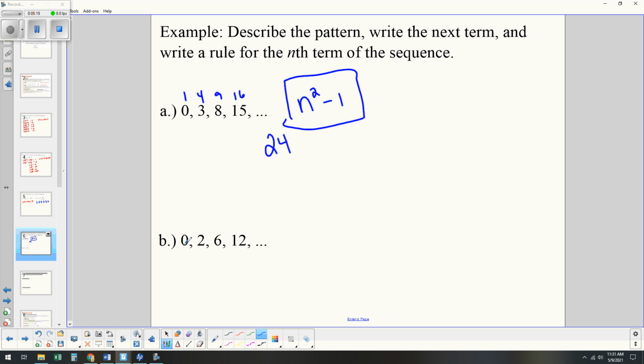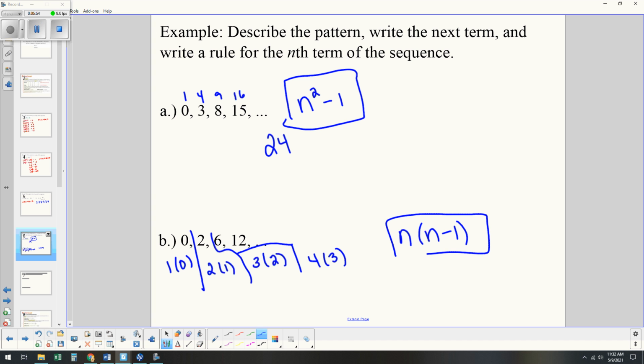So really, 1 times 0 gives me 0, right? And 2 can be written as 2 times 1. And looking at this, 6 can be written as 3 times 2. And 12 can be written as 4 times 3. So the term number I'm taking, term 1, term 2, term 3, term 4, each time I'm multiplying by one number less. So I'm taking whatever my term number is and multiplying by one less than that each time. So this would be my rule. That means my next term would be 5 times 1 less than 5, which is 4, and I would get 20.